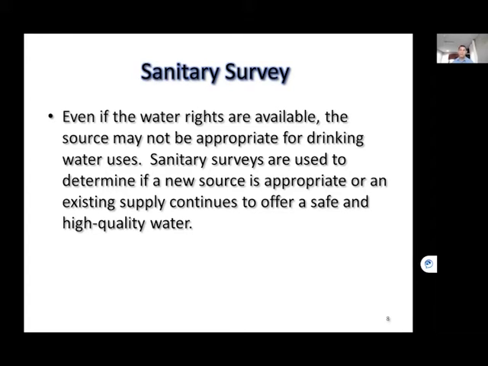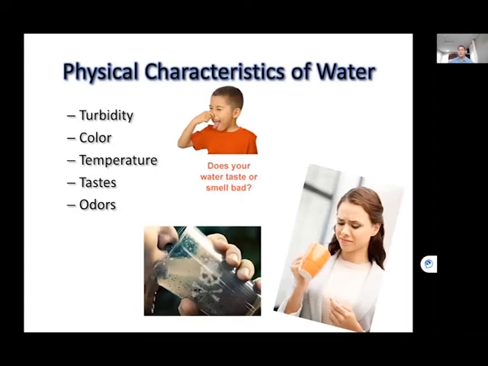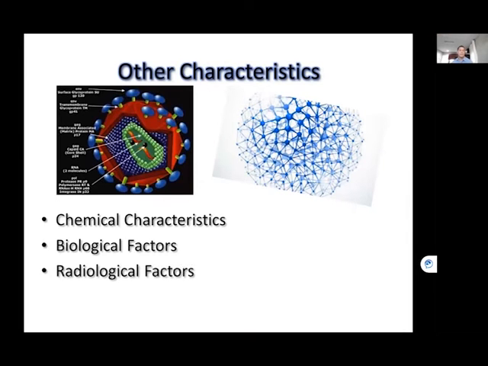Most waters will be treated by conventional water treatment. Other waters need a little bit more, or maybe some even less. Physical characteristics of the water: what am I treating? You're treating turbidity, color, temperature, tastes, and odors. Some other characteristics of treating water are the chemical characteristics, the biological factors, and radiological factors.